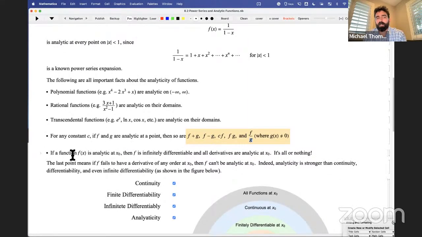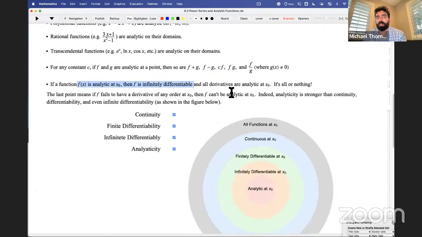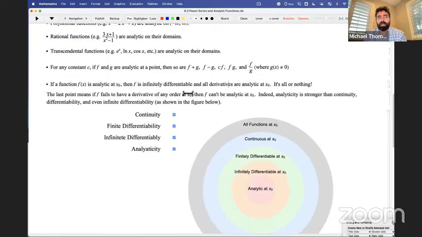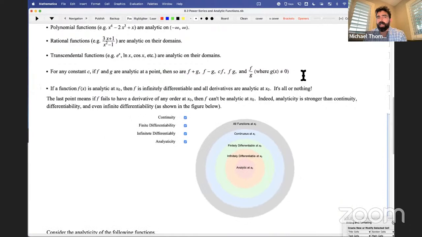All right, and then also if a function is analytic, then it's infinitely differentiable. I already mentioned that down here, but if you want to read the argument on why, it's right in here. It uses a bootstrap technique. But we won't get into that. Do you guys have any questions about analyticity at a point?